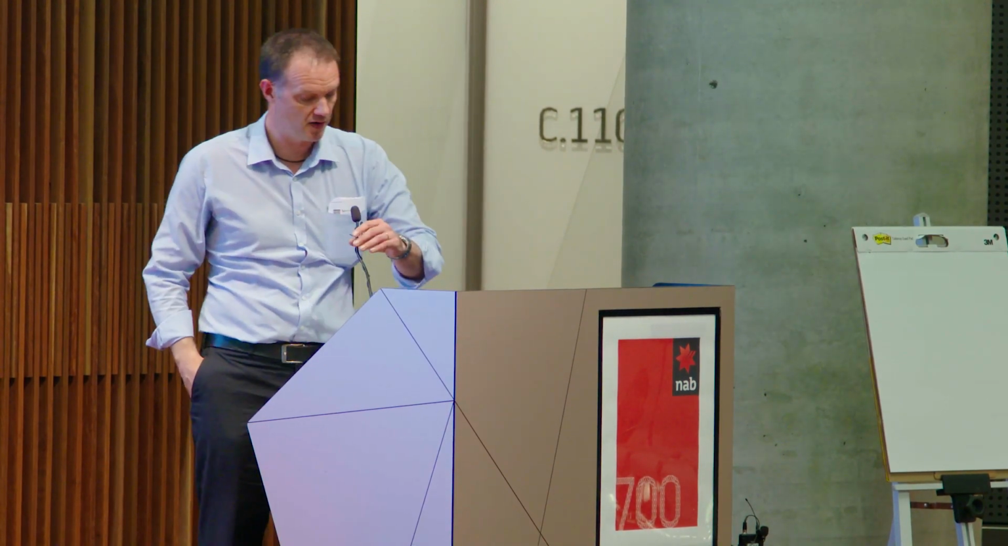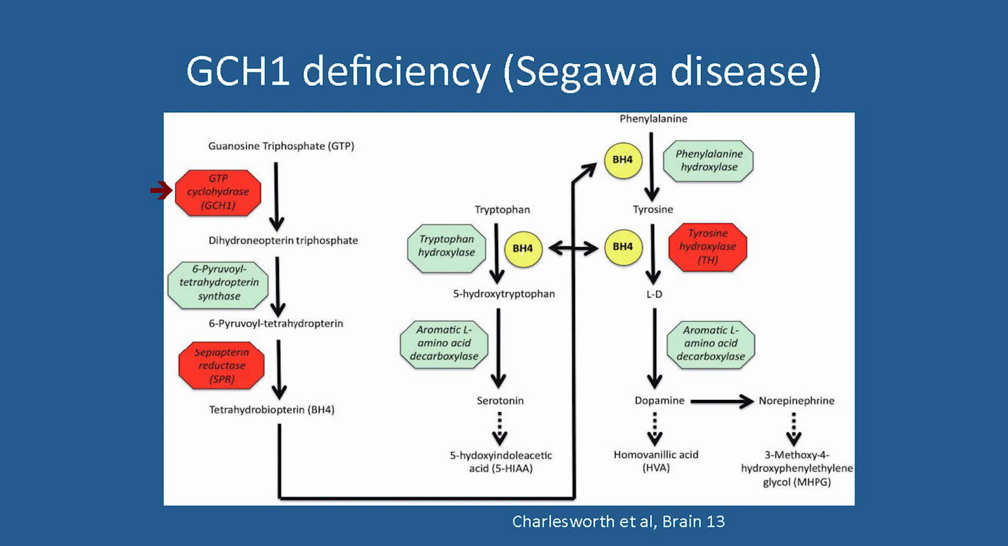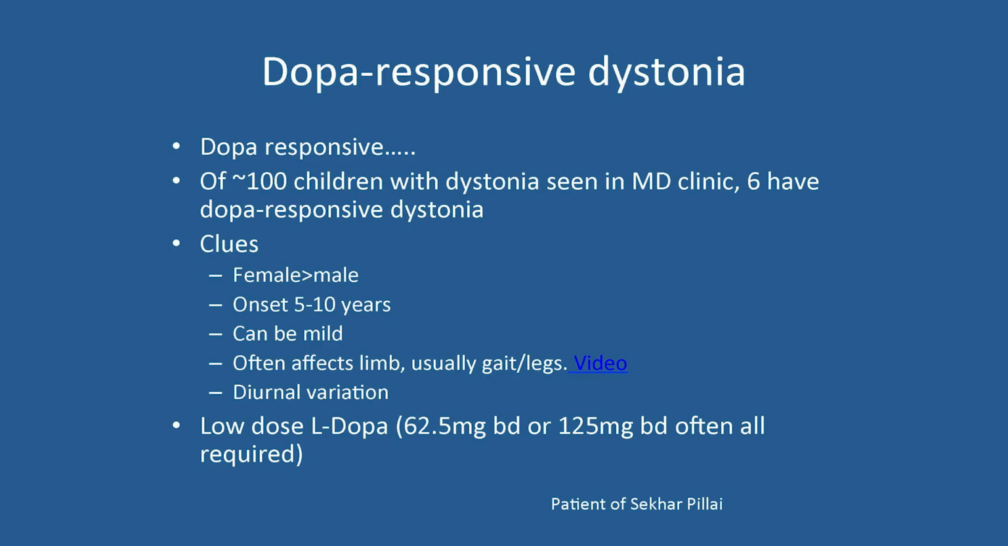This is a terrifying pathway, a metabolic pathway, and maybe you can just ignore and phase out for this part of this talk. But essentially, it's how you make dopamine in your brain. So at the bottom, you produce dopamine, and there's a block in this pathway. Of about 100 kids with dystonia that we see in the movement disorder clinic, we have about 6, maybe 7 with dopa-responsive dystonia. So given that dystonia is an umbrella term, it's a relatively important cause.